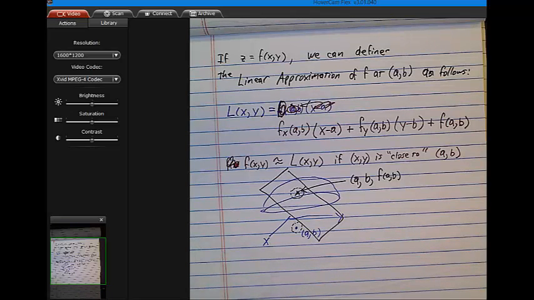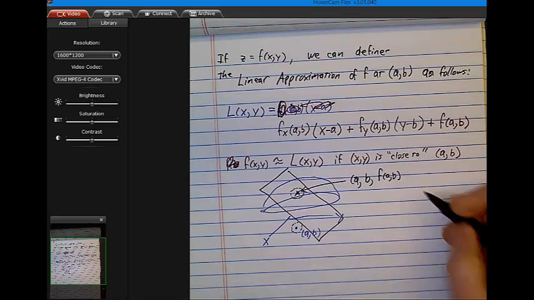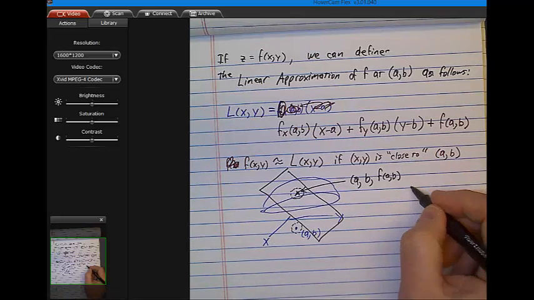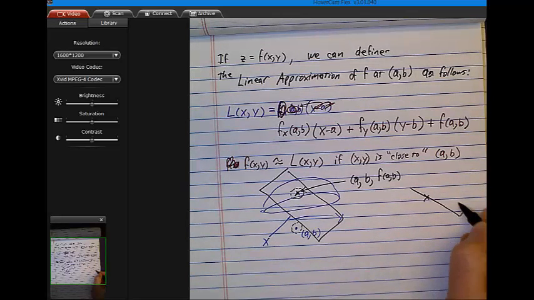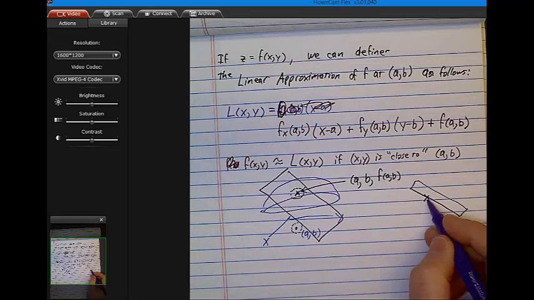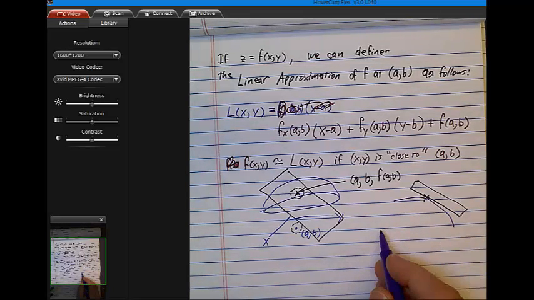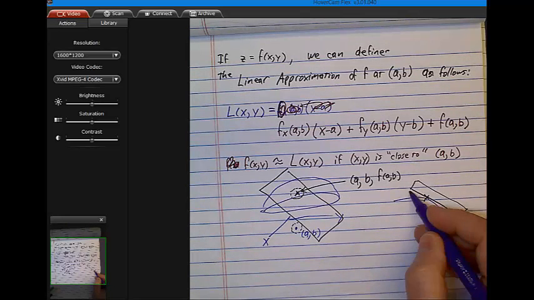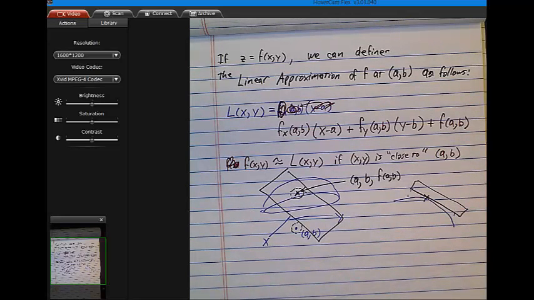Because the side view looks like it did in Calc 1. You have this, and you have the tangent plane, right? And you have the surface. That's the side view, right? So there's some error. You guys with me? Now, how much error? Well, that's approximated by what's called the differential.